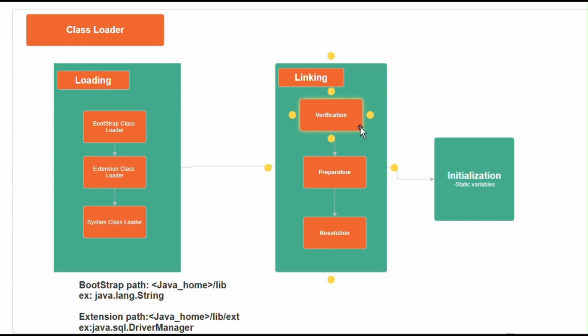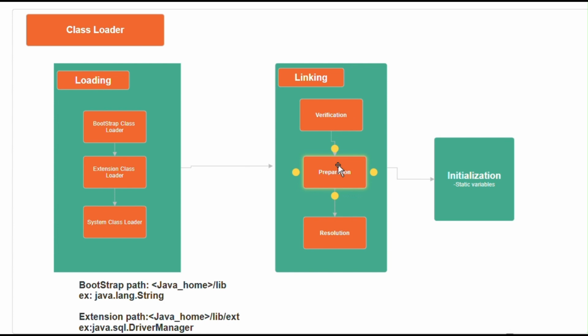Coming to the linking phase. The linking phase again contains three phases: the verification phase, the preparation phase, and the resolution phase. In the verification phase, the JVM looks at the .class file and checks whether the format of the class file is correct or not. If the format is correct, it will go to the next phase. Otherwise, it will produce an error like java.lang.VerifyError if the verification fails.